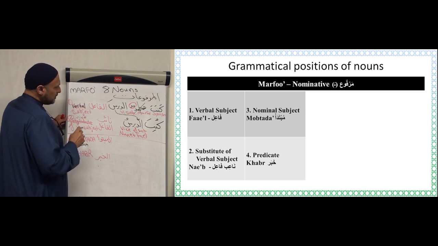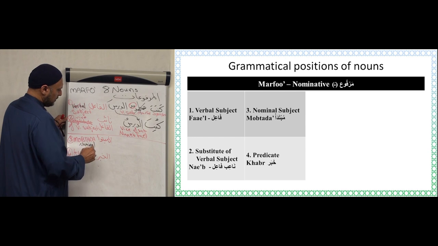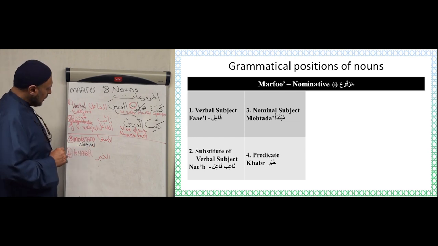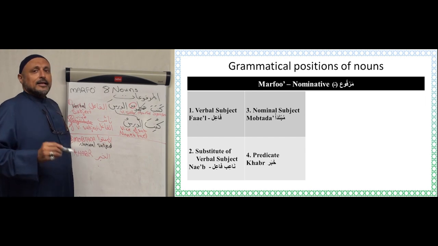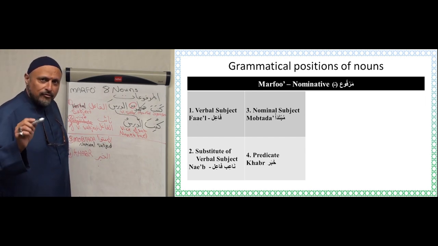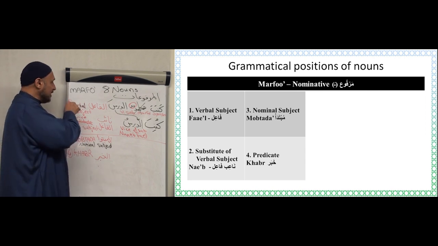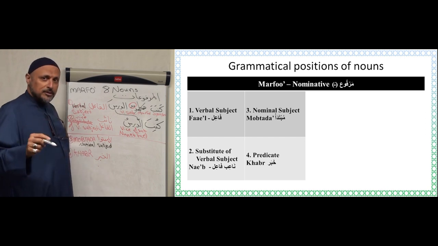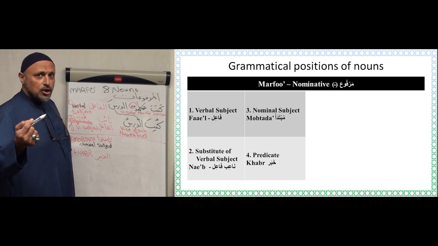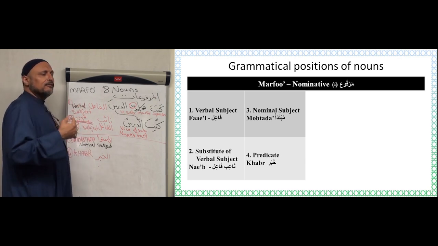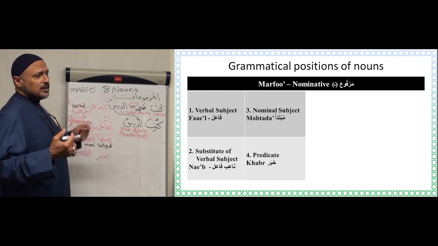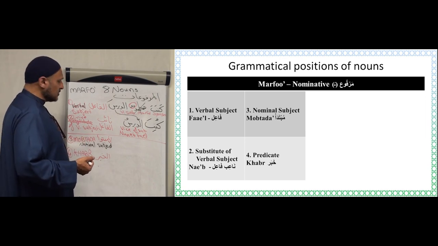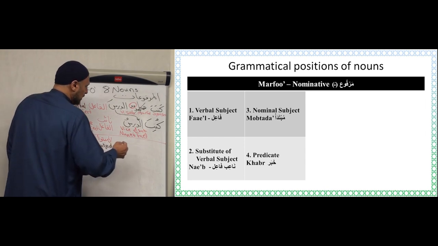The jumla al-fa'liya had a verbal subject. Here we have nominal. Nominal subject. So it's a subject, but it's a subject of a nominal sentence. Subject of what? Nominal sentence. Yes. And here fa'il was subject of a verbal sentence. Mubtada is subject of nominal. Fa'il was subject of verbal sentence. So this is a subject, that is a subject. But due to its grammatical location, it has come in the beginning of the sentence, so it is nominal subject. Okay?